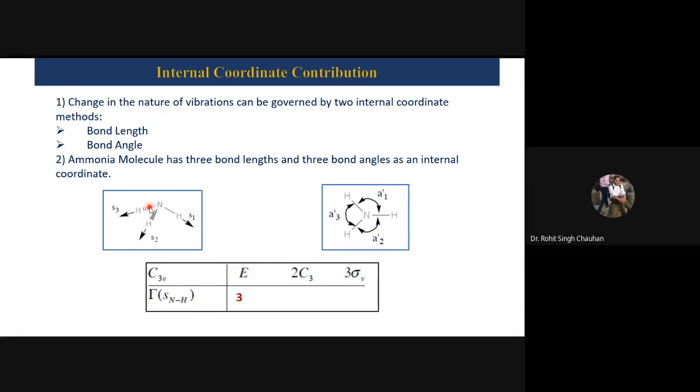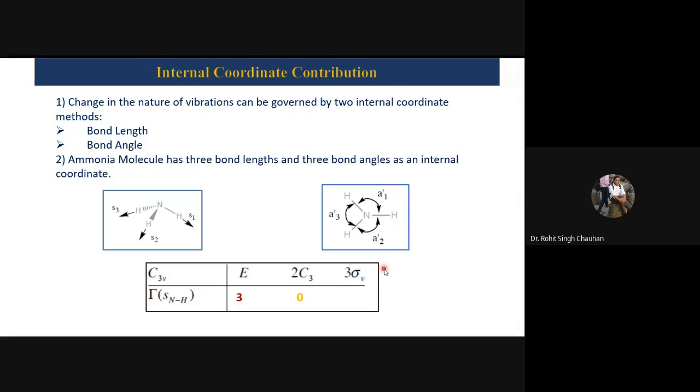The next option is C3 symmetry element. C3 means the principal axis passing through this, right? Now, if you are going to rotate the molecule through this axis, what would happen? S1 will turn S2, S2 will turn S3, and this S3 will turn S1. All the bonds are going to be shifted during this C3 operation. That's why the contribution will be 0.